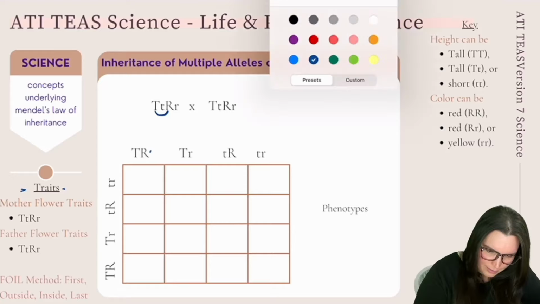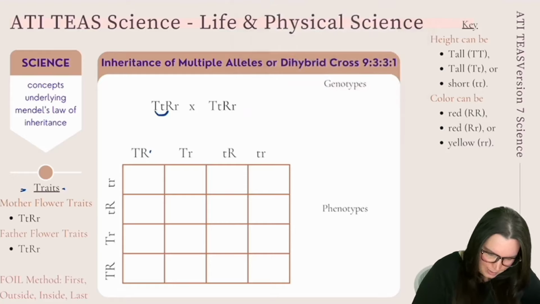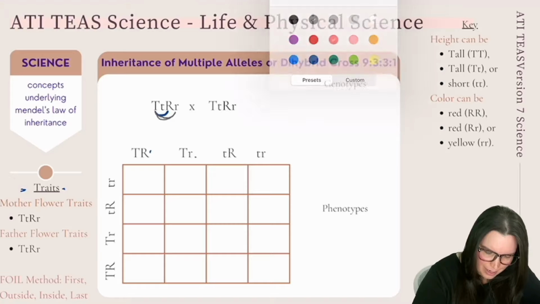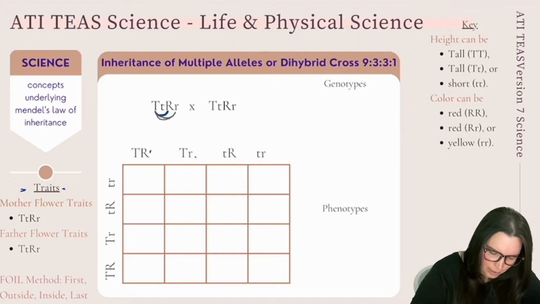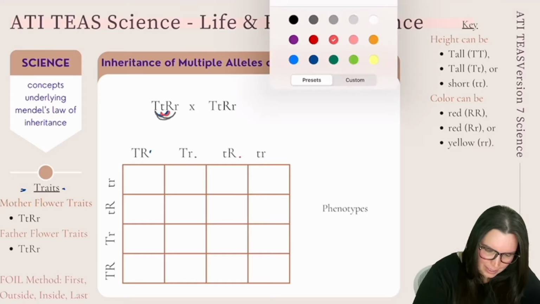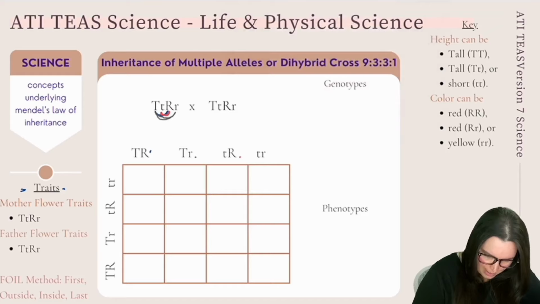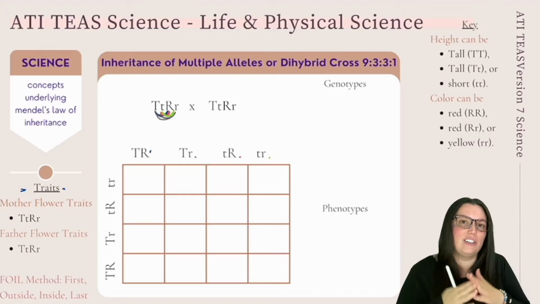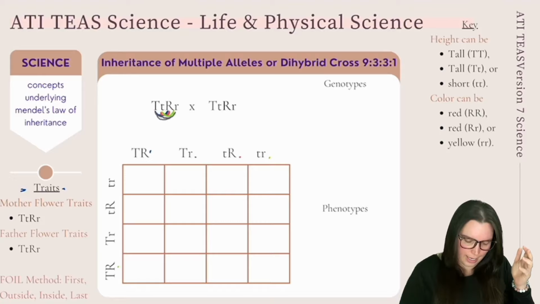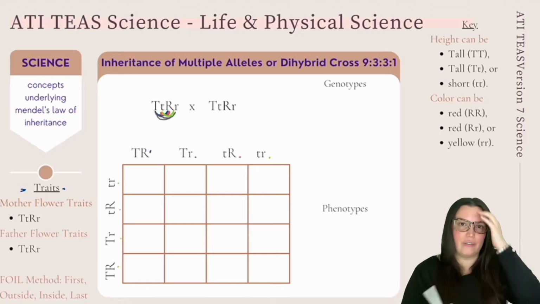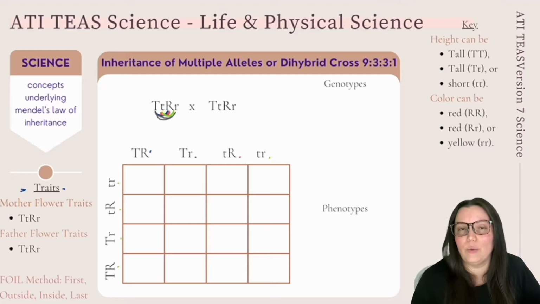Then we look at our outside. So again, we're taking that big T, and we're going to multiply it by that little r, and that's how we're going to get that. Next, we're going to look at the insides, right? So we're going to look at our little t and our big R. That's how we get this. And then lastly, we're going to look at the last. So we're going to look at our little t and our little r, and that's how we get this. Because these are the exact same traits, we're going to plug in those exact traits on the other side of our square. So what's left is we need to multiply, right?